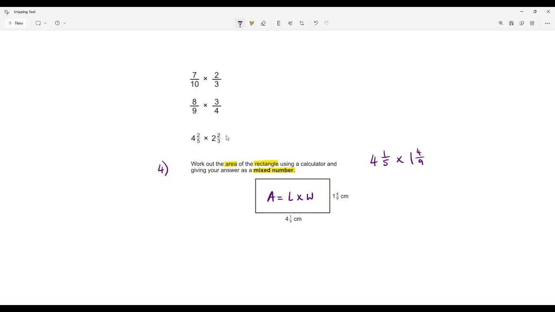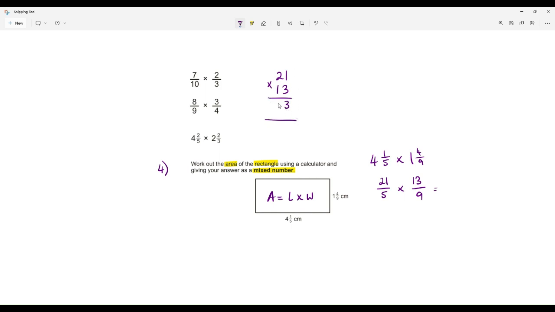The first step is to convert it to an improper fraction. 4 times 5 plus 1 is 21 over 5, and 1 times 9 plus 4 is 13 over 9. Now I'm going to multiply straight across like what we did in questions 1 to 3. 21 times 13 I'm going to find using column method.